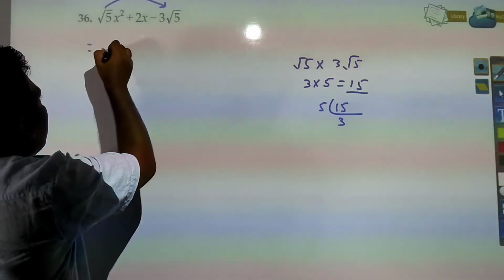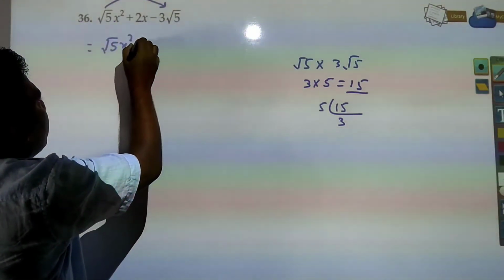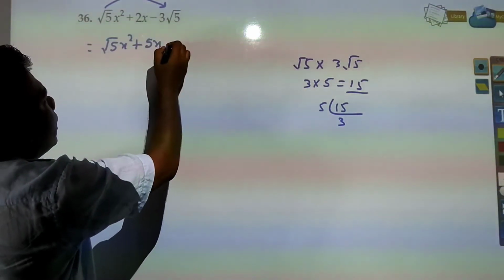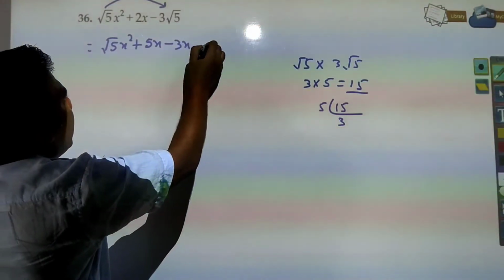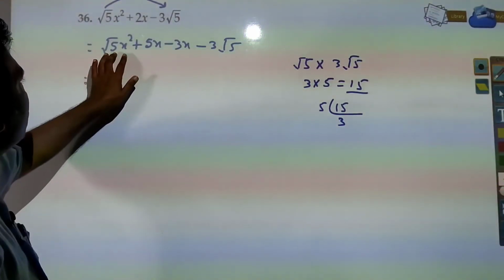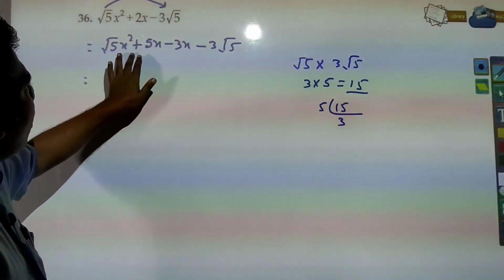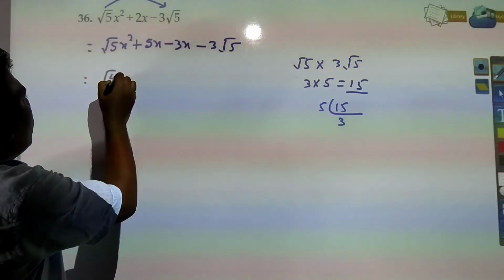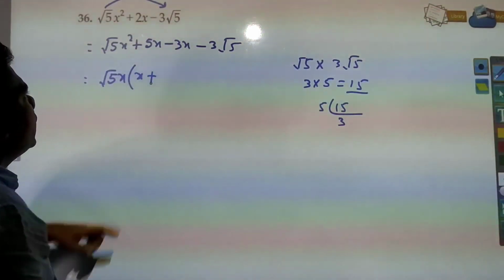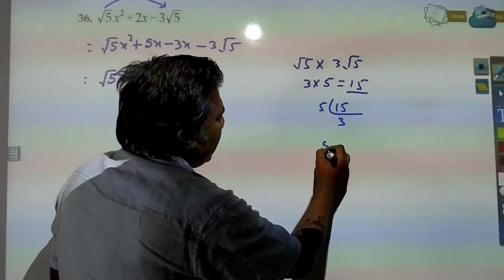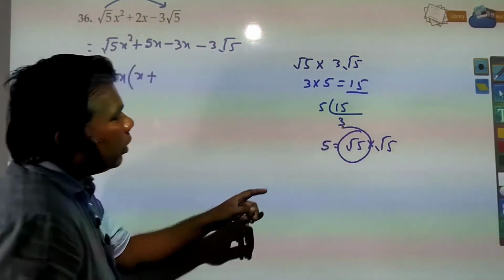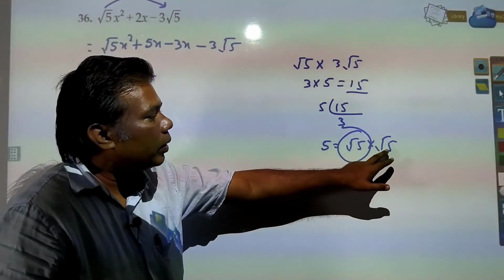So it can be written as root 5x square plus 5x and minus 3x minus 3 root 5. Now here you see in these two terms, root 5x square and 5x, what common we can take? Root 5x, and you will be left with x plus, here you see root 5 can be written as root 5 into root 5. So root 5 already we have taken out, you will be left with root 5.